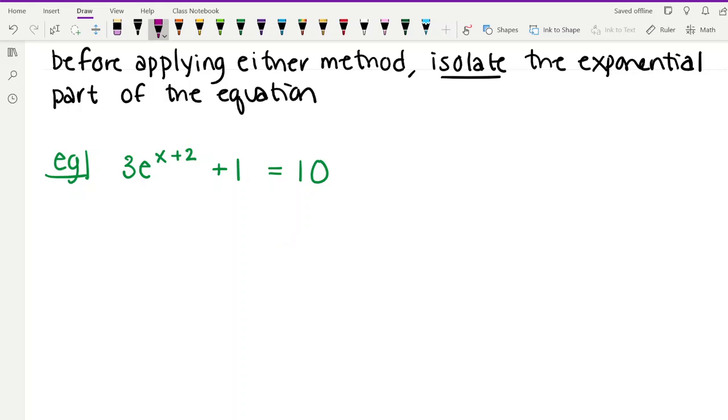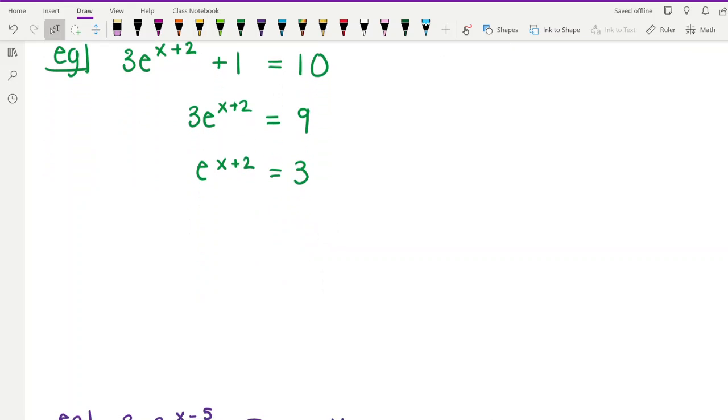Well, we can start by subtracting 1 from both sides. So if we subtract 1 from both sides, we get 3e to the x plus 2 is equal to 9. And then we can just divide both sides by 3. So that would give us e to the x plus 2 is equal to 3. So now we're in a position where we can apply the method that we just learned.